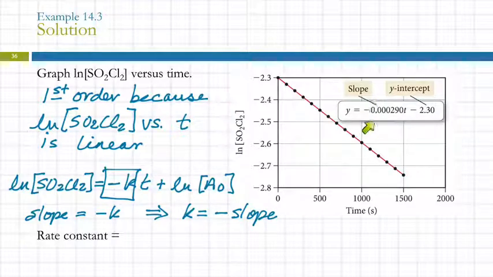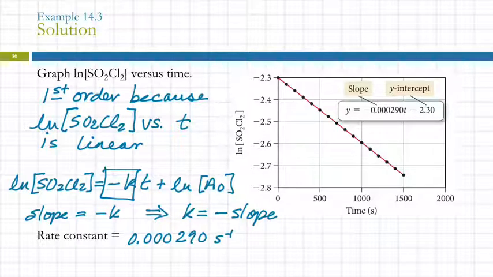So we've got the slope right there. All we need to do is change the sign. The rate constant then is 0.000290. Now here's a question. What are the units? First order rate constants always have the same units. It should be s to the minus 1.